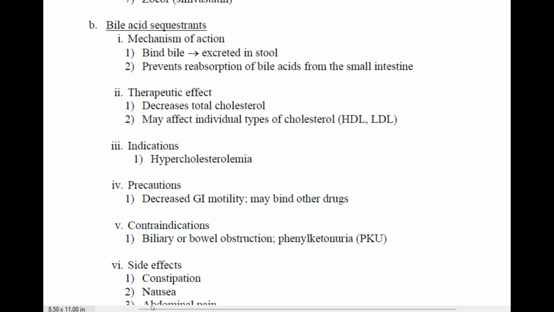Indications for bile acid sequestrants: hypercholesterolemia or dyslipidemia. Precautions for these medications: decreased GI motility, and it may bind to other drugs. Contraindications, reasons why we shouldn't give this medication: biliary or bowel obstructions, PKU, or phenylketonuria.